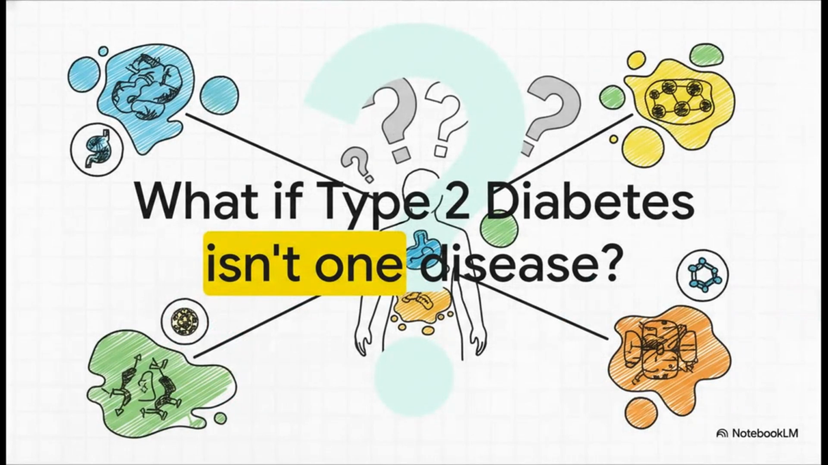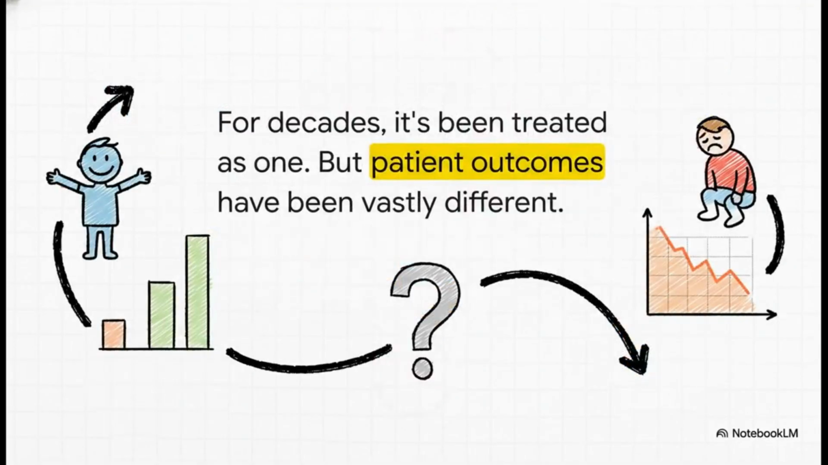Okay, so let's just jump right in with a really powerful question. What if type 2 diabetes isn't one single disease? What if it's actually a bunch of different conditions, all just lumped together under one name? See, for decades, the medical world has pretty much treated it as this one monolithic thing.